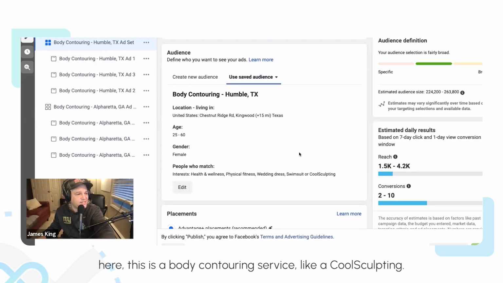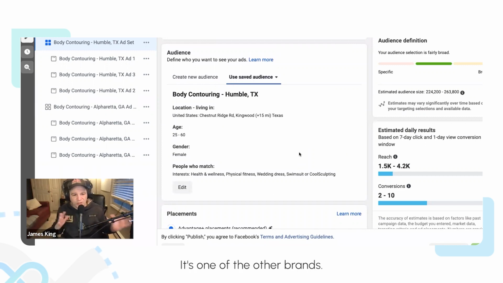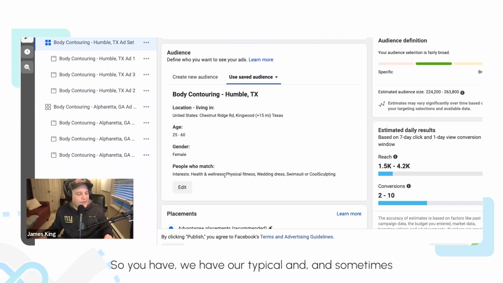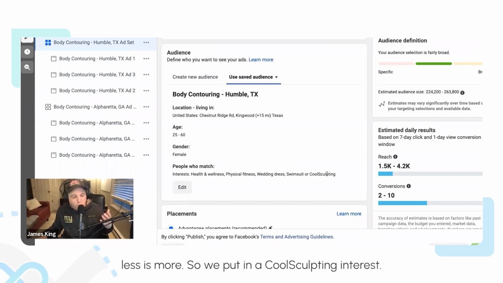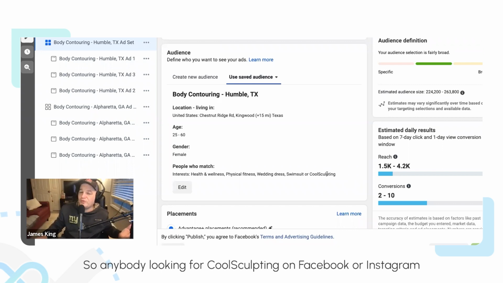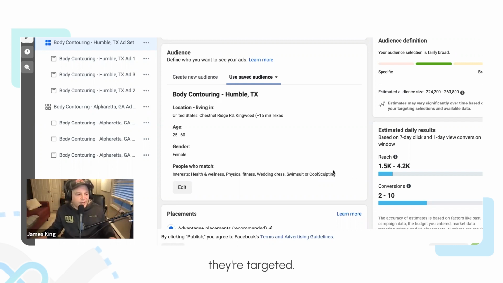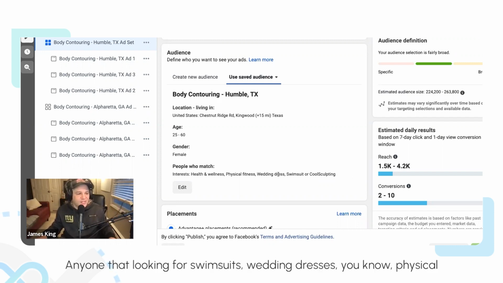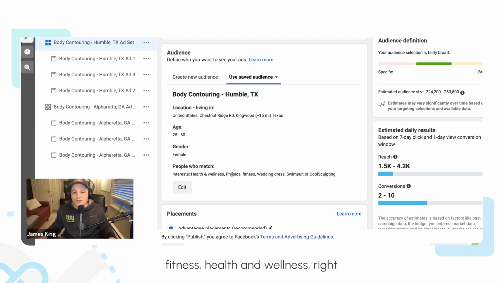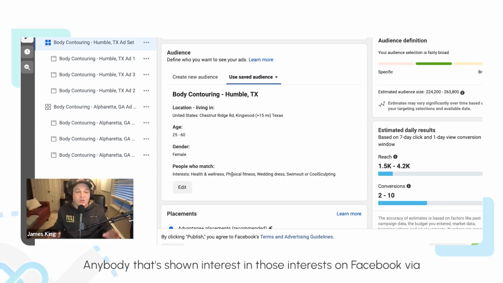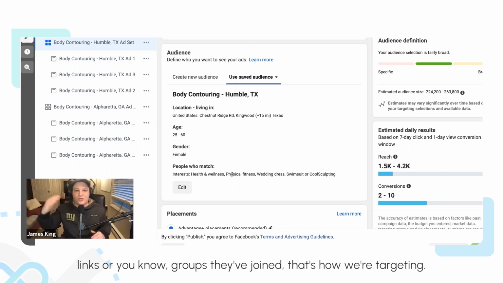So right here, this is a body contouring service, like CoolSculpting. It's not CoolSculpting, it's one of the other brands. Sure. So we have our typical, and sometimes less is more. So we put in a CoolSculpting interest. So anybody looking for CoolSculpting on Facebook or Instagram in this 15-mile range around their location, they're targeted. Anyone looking for swimsuits, wedding dresses, physical fitness, health and wellness, right? Anybody that's shown interest in those interests on Facebook via links or groups they've joined, that's how we're targeting.